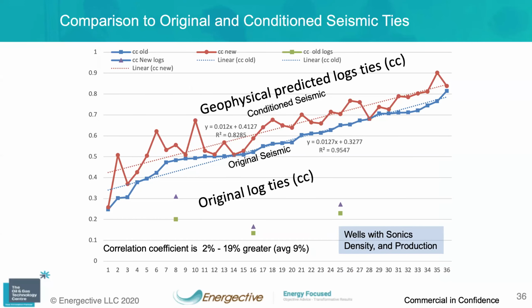Now, just part of a previous case history, but we have found that when we use our geophysical predicted logs and conditioned seismic data, we get extremely high quality ties up into the 0.9% here. Whereas previously, without conditioned logs or conditioned seismic, we get ties that sit down in here.